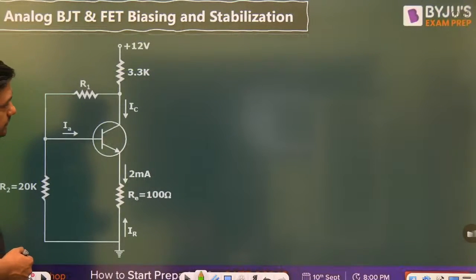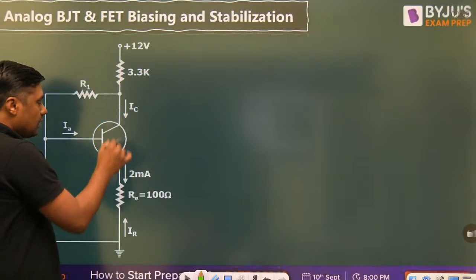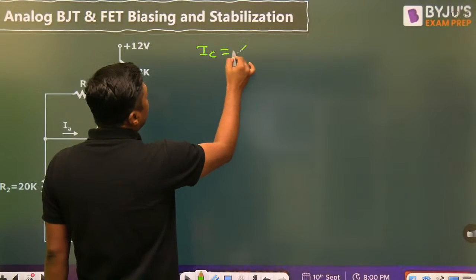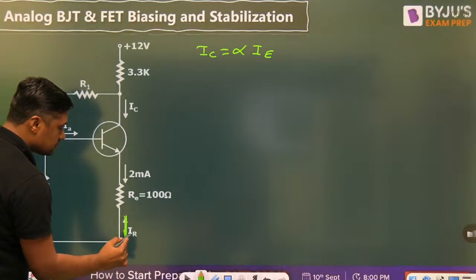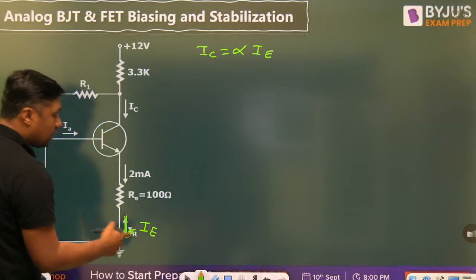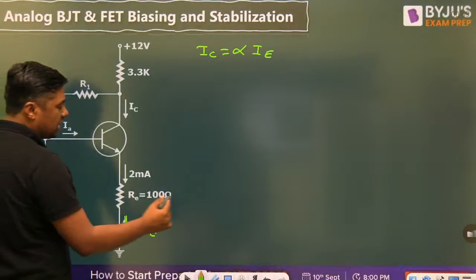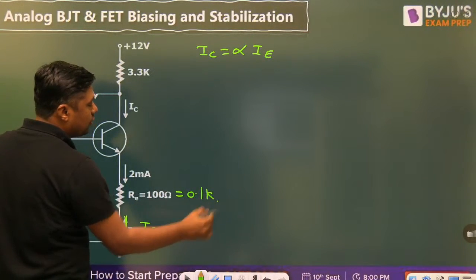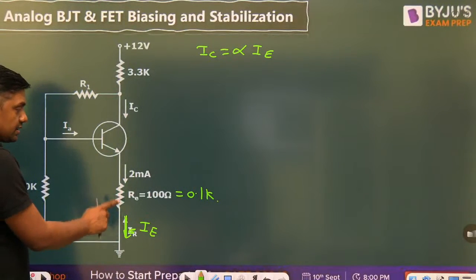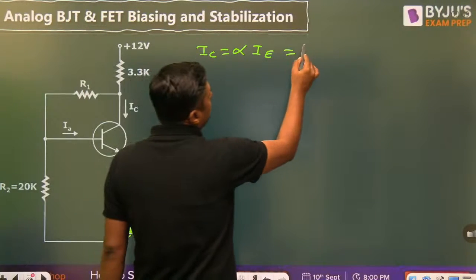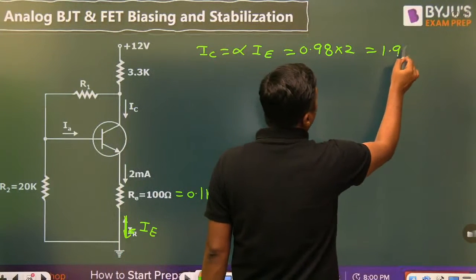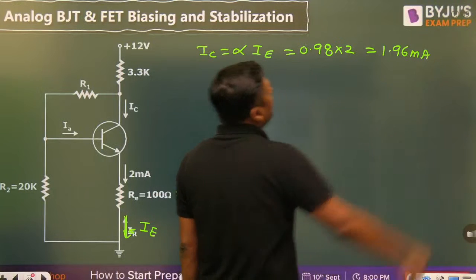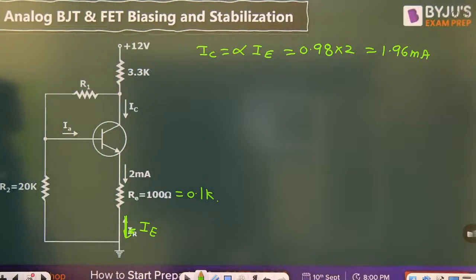First, IC. In active region, IC is equal to alpha times IE. And IE is given, 2 milliampere, in the question. Convert the resistor in kilo ohm, let this be 1.1 kilo ohm. So this is IE, 2 milliampere. So what is this? 0.98 into 2. So what is the answer? 1.96 milliampere. IC is equal to 1.96 milliampere. So that is also correct.